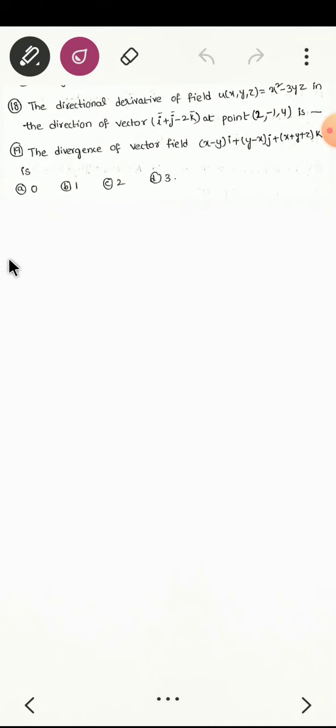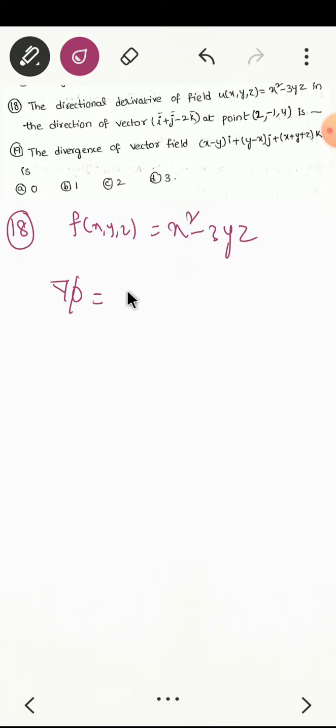Let us solve problem number 18. Problem number 18, directional derivative. Very easy. For the directional derivative, they have given the function phi of x, y, z as x square minus 3yz, in the direction of a vector. They have given the vector and the point also. First find the gradient. Del phi is equal to 2x with respect to x into i, plus with respect to y it is minus 3z into j, with respect to z it is minus 3y into k.